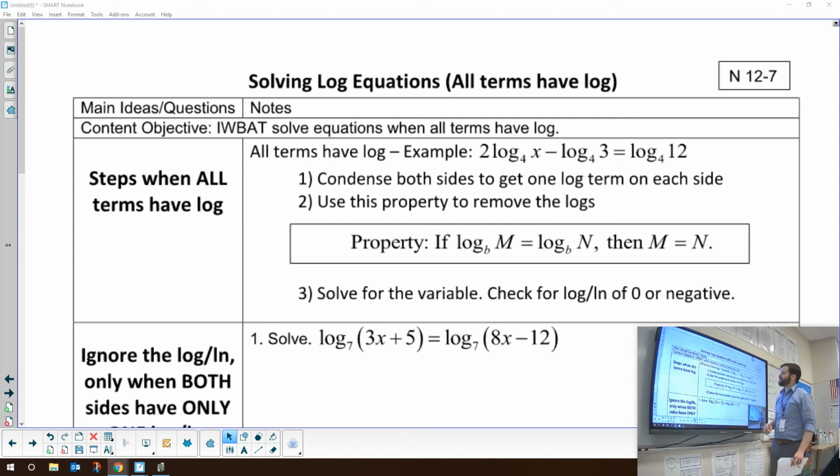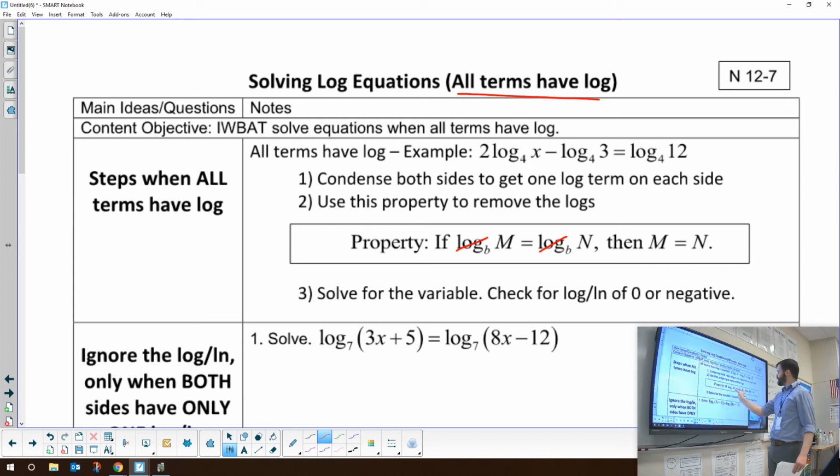Hey guys, today we are talking about solving some specific types of log equations that have all of my terms as logarithms. To be able to solve these, we use a very simple property, and I just love this property and its simplicity. All you have to do is have one log on one side, one log on the other side, and then it's super straightforward. We just cancel out our logarithms.